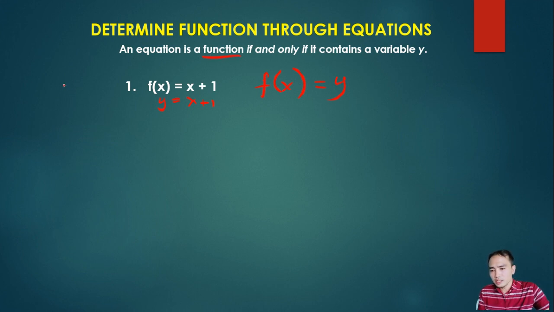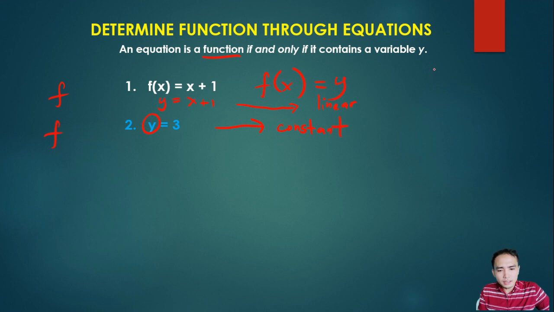So, number 1 example is a function. And this kind of function is linear. Tawag sa kanya is linear because the highest exponent of our x is 1. Number 2, y is equal to 3. Definitely, this is a function because it contains a variable y. And this is a constant function. Why? Because we don't have the variable x here. So, this is a constant function.